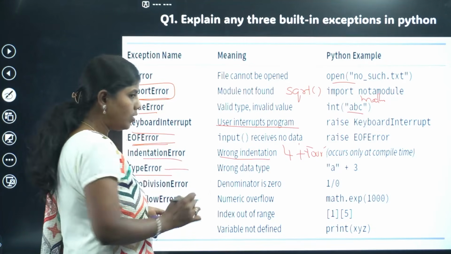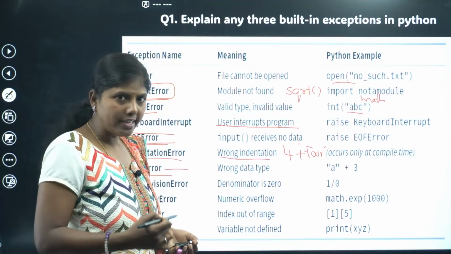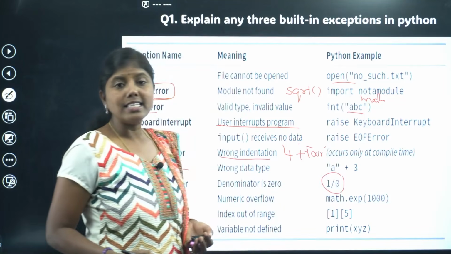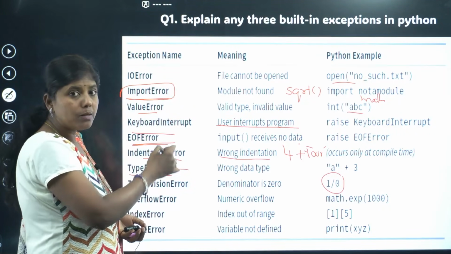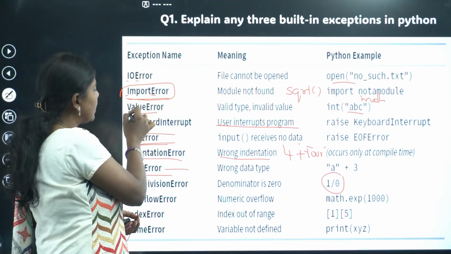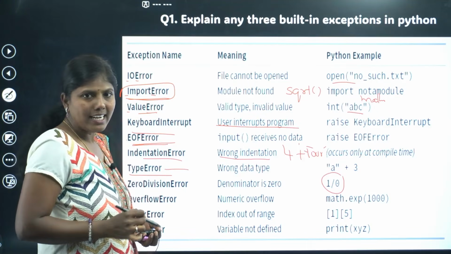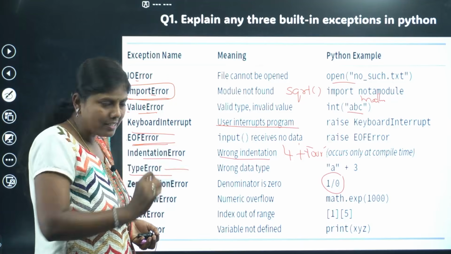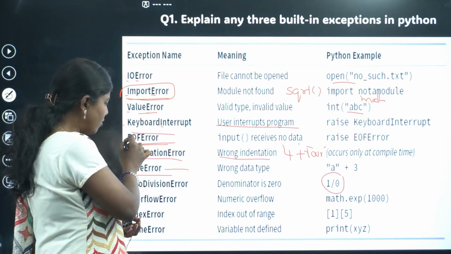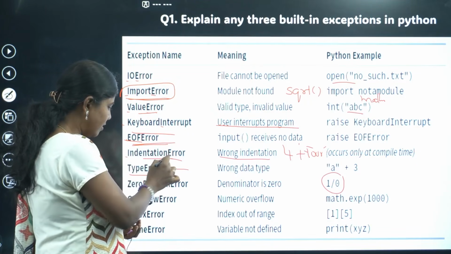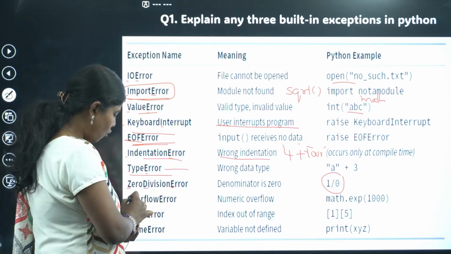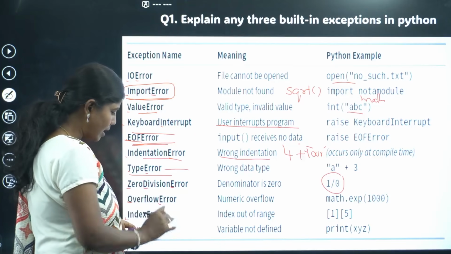What is zero division error? You're trying to divide a number by 0, it leads to a zero division error. A denominator of 0 leads to a zero division error. You can observe here that the starting letter of each word is capitalized. Keyboard interrupt error, EOF, indentation error, type error, zero division error. Then we have overflow error, index error, name error.